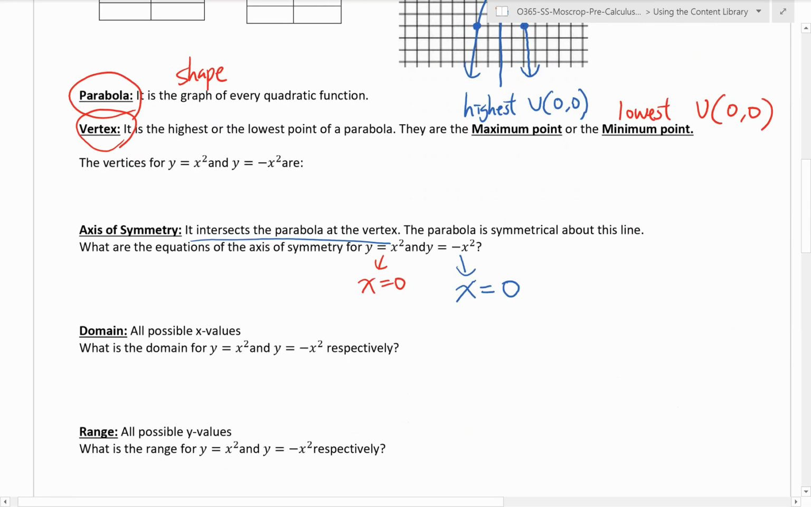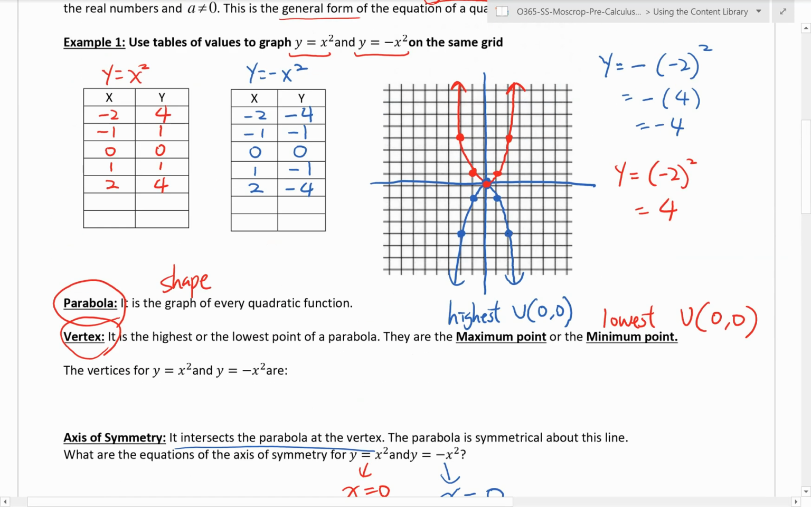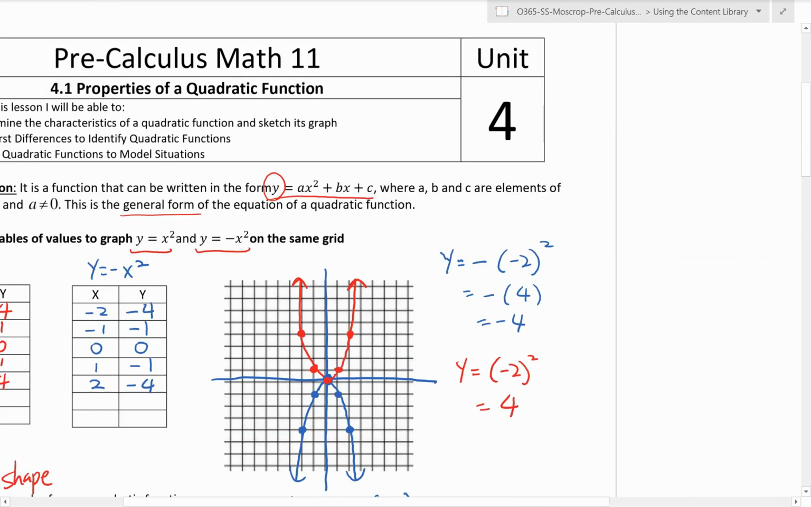All right, domain. I don't know if you remember about domain, but domain is all the possible x values. All the values that we can plug into the function make up the domain. So what is the domain for y equals x squared and y equals negative x squared, respectively? Well, if you think about this graph, let's look at the red graph. The red graph is going to keep going up, and it's going to keep going up.